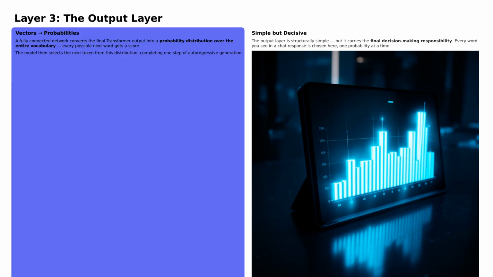Welcome to Layer 3, the output layer. At this stage, a fully connected network transforms the final transformer outputs into a probability distribution across the entire vocabulary. Each possible next word is assigned a score. The model then picks the next token based on these probabilities, advancing one step in the autoregressive generation process. While structurally straightforward, the output layer plays a crucial role in selecting each word you see in a chat response.